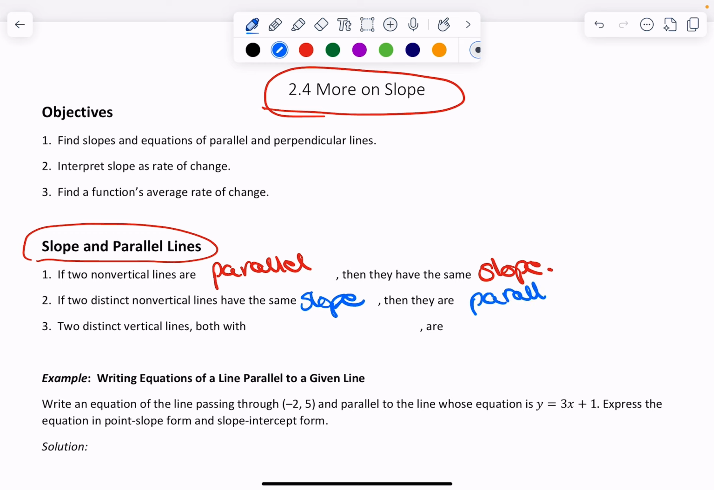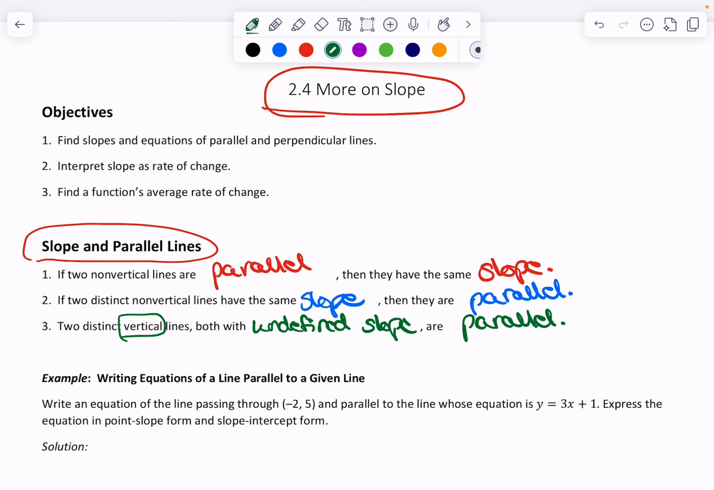So those two are the opposite. If you have the same slope, the lines are parallel. If they are parallel, they have the same slope. And notice that we've been talking about non-vertical lines. So on this third one, two distinct vertical lines, both with undefined slope, are parallel. So remember that for vertical lines, the slope is undefined.